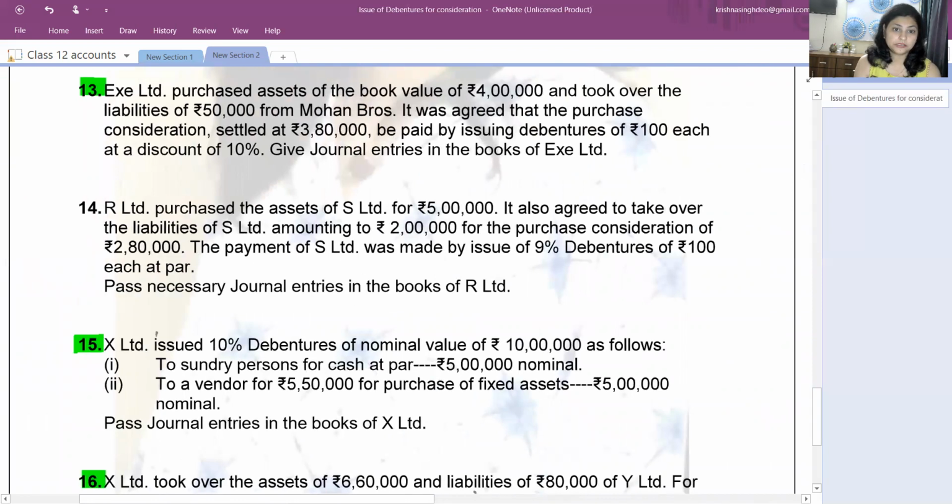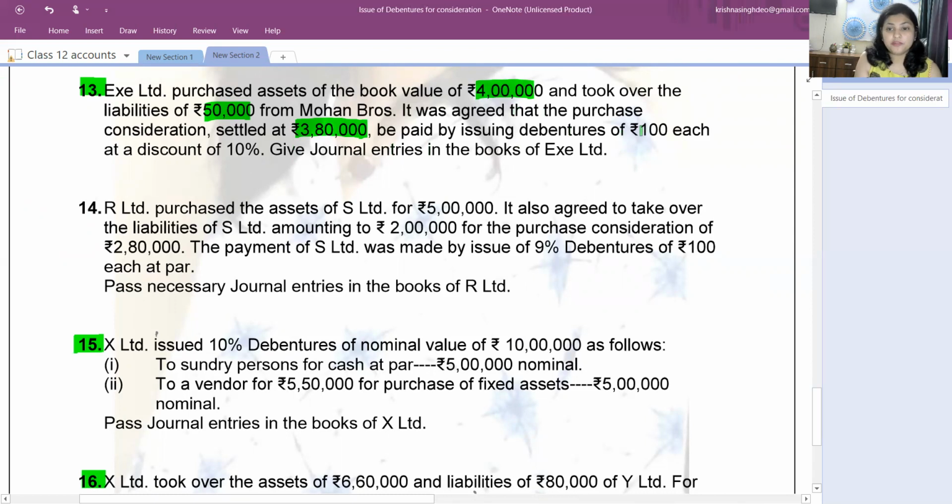This is question number 13. It says X Limited purchased assets of book value of 4 lakh rupees and took over the liabilities of 50,000 rupees from Mohan Brothers. It agreed that the purchase consideration is settled at rupees 3,80,000. This is our purchase consideration.